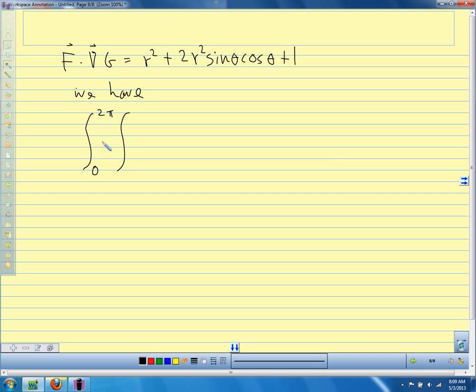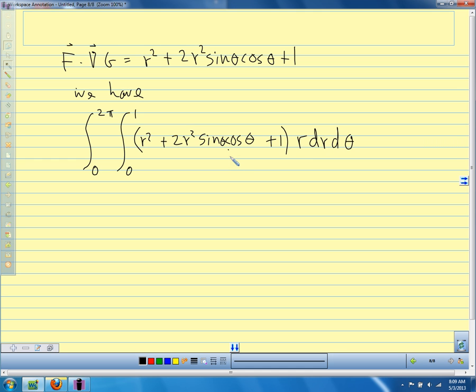In the first quadrant, theta would be 0 to pi over 2, but we're doing the whole thing, theta equals 0 to 2 pi. I drew a quarter of it in the picture. R equals 0 to 1, and our integrand, r squared plus 2r squared sine theta cosine theta plus 1, times r, dr d theta.